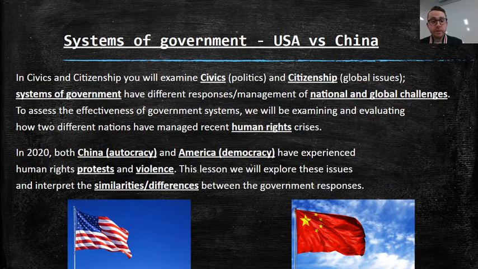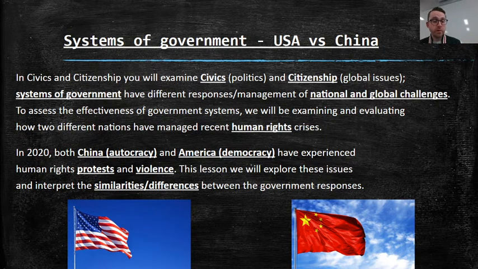So, in civics and citizenship, you will examine civics, which is the first half of our unit looking at politics, and citizenship, so global issues like pollution, climate change, terrorism, etc., or human rights. Systems of government have different responses and managements of national and global challenges. Because of the different structures and features of different systems of government, there are different people who have different powers. So in an autocracy, one individual or a small group of people have the power, therefore they can do whatever they want when it comes to human rights challenges.